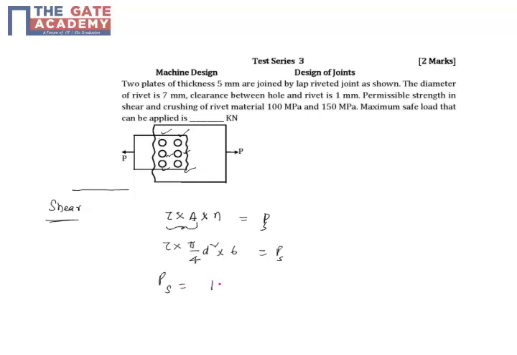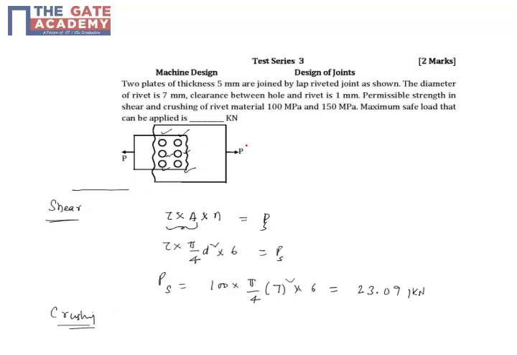So tau is 100, into pi by 4 d square, which is 7 square, into 6. When you calculate, we get close to 23.09 kilonewtons. Okay, this is by shear. Now let's compute by crushing. If it has to fail by crushing, how much will be the P?